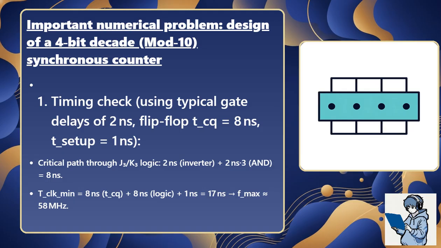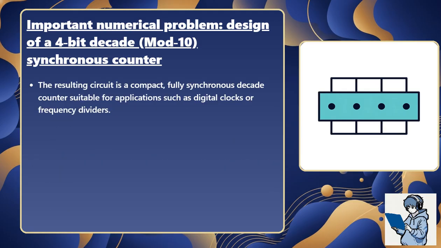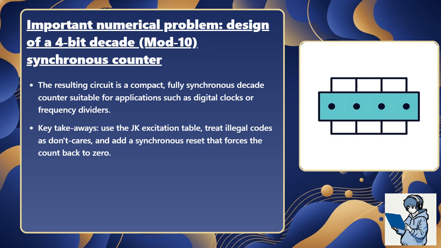frequency approximately 58 MHz. The resulting circuit is a compact, fully synchronous decade counter, suitable for applications such as digital clocks or frequency dividers. Key takeaways: use the JK excitation table, treat illegal codes as don't cares, and add a synchronous reset that forces the count back to 0.